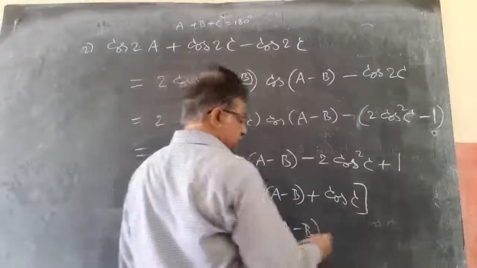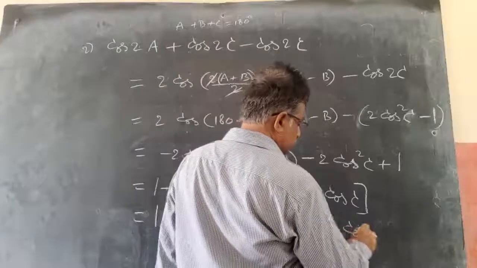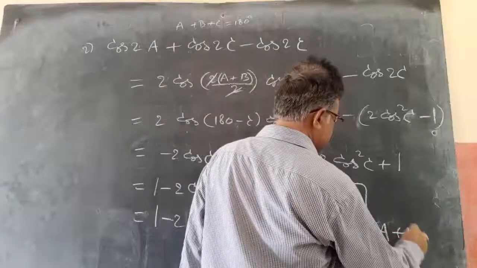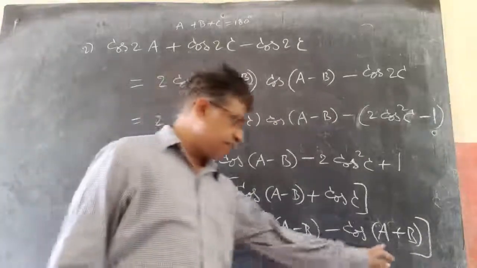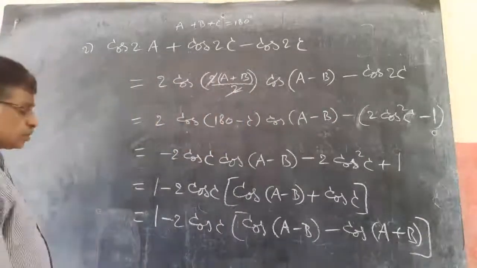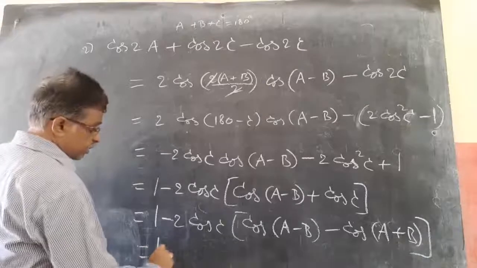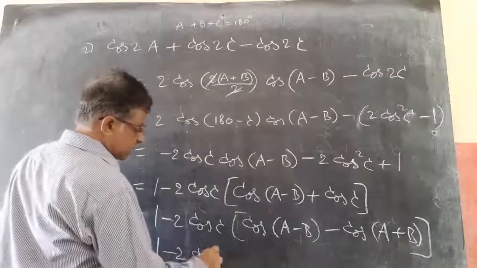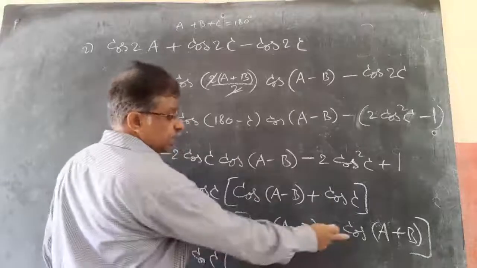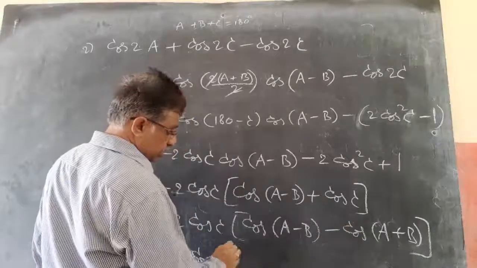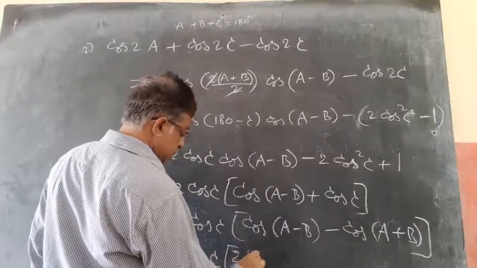Cos 180 minus theta is minus cos theta. So minus of cos of a plus b. Now cos a plus b minus cos a minus b is minus 2 sin a sin b. So 1 minus 2 cos c into, actually minus 2 sin a sin b, but minus is for this a plus b only. So it automatically becomes plus 2 sin a sin b.